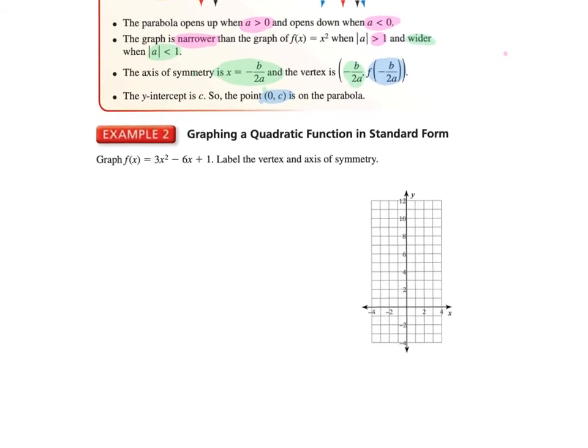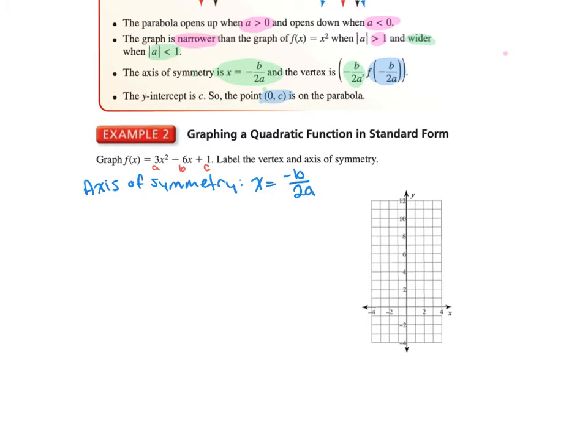We're just learning a little bit more about quadratics. So here we go. The graph of f of x equals 3x squared minus 6x plus 1. We need to label the axis of symmetry and the vertex. So the first thing you want to do is find the axis of symmetry. The axis of symmetry is x equals negative b over 2 times a. So you need to figure out what's what. The coefficient of x squared is a, the coefficient of x is b, including the sign, and the constant is c. So we know what our numbers are.